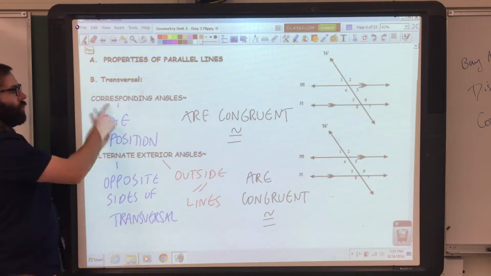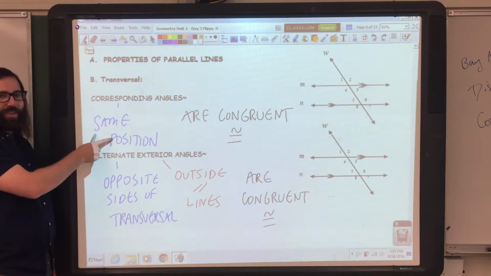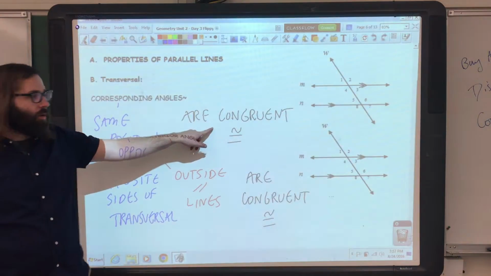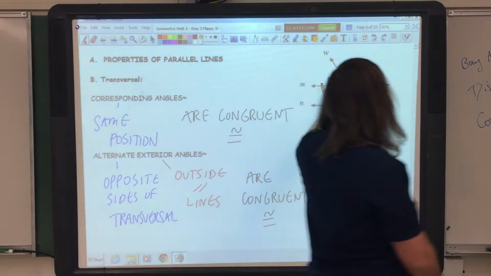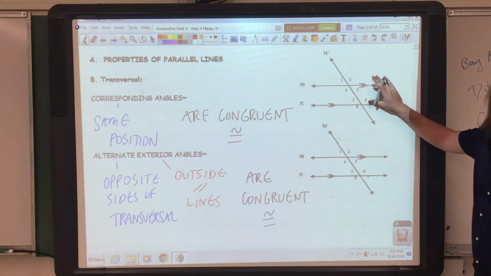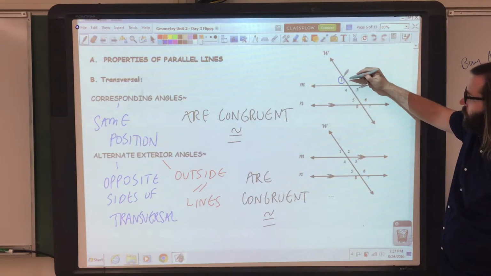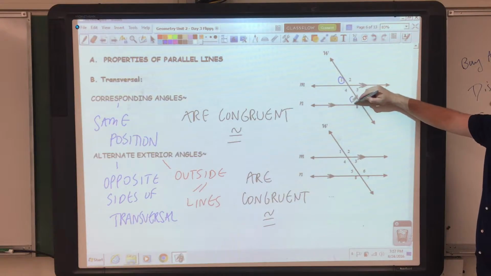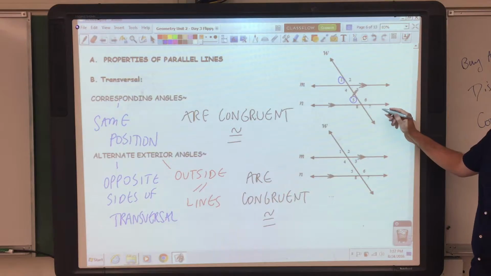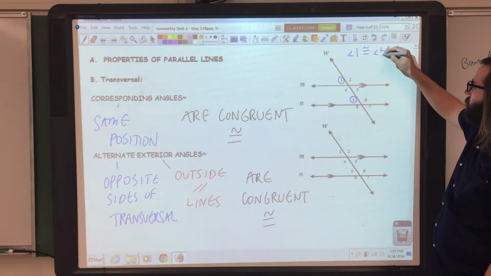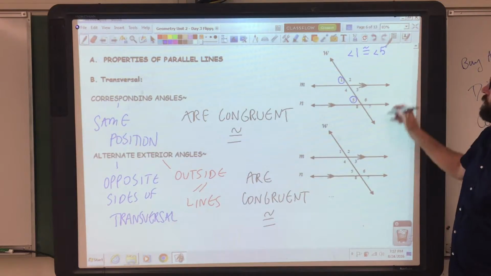Alright, so corresponding angles. That just means they're in the same position. We also know they're congruent. So take a look at our picture up here. We're going to circle which ones are corresponding. So same position as 1 would be number 5. So we know that angle 1 is congruent to angle 5.